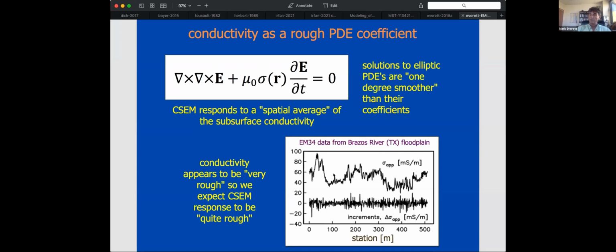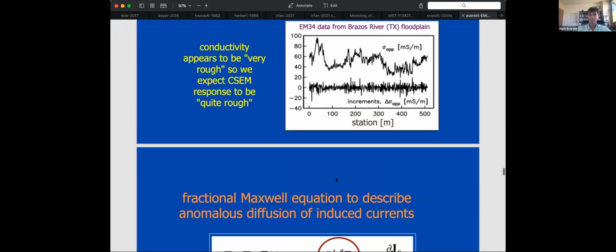Now, when we make measurements in the field, almost invariably, we find that the CSEM response, in this case, the apparent conductivity, is quite rough, right? It has fluctuations on many different length scales. And so we would expect, this is the CSEM response from the instrument, we'd expect the underlying electrical conductivity to be even rougher, in fact, 1 degree rougher than the response.